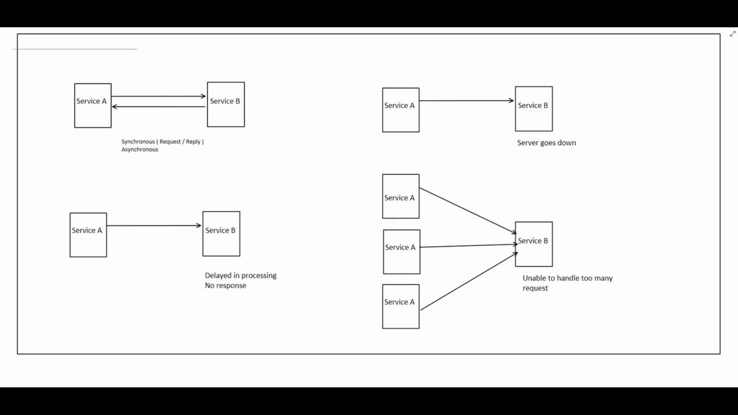So in this video, we'll talk about message queue. But before getting started with the message queue, let's first understand what the problem is and what message queues are going to solve. So let's see, we have two services here, service A and service B.